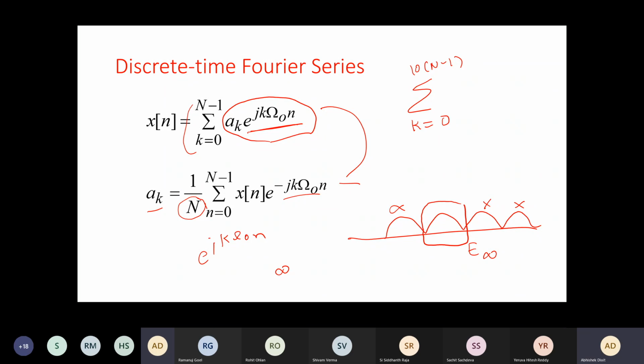Now there is one very beautiful thing that is happening here. I might be incorrect here, so it's fine. There is a very beautiful thing that you can see here. What is that beautiful thing? Let us look at xn again. Xn is periodic and discrete.